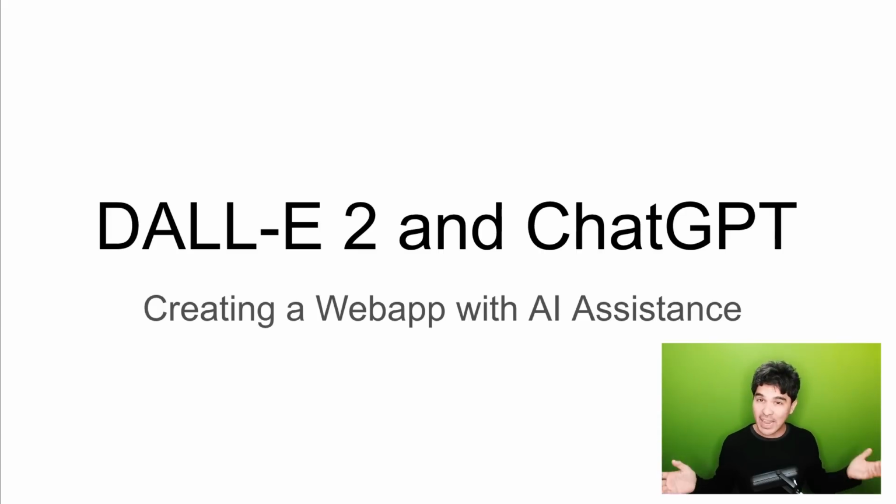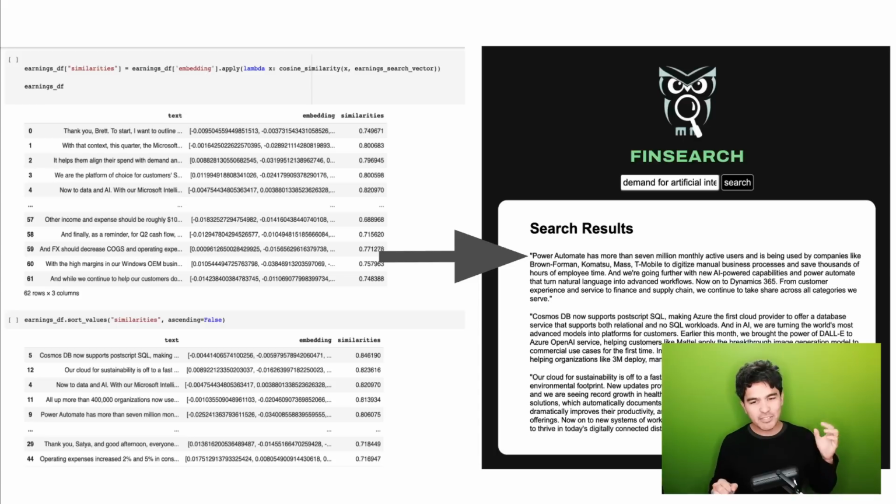Hey everyone, welcome back. In today's video, I'm going to show you how to create a Python web application using the assistance of some AI tools, namely DALL-E2 and ChatGPT. Specifically, I'm going to show you how to take the semantic search engine that we built in the last video and convert it to a full web application front end.